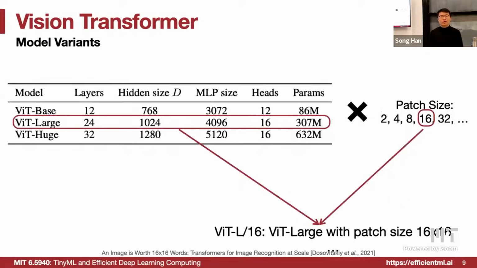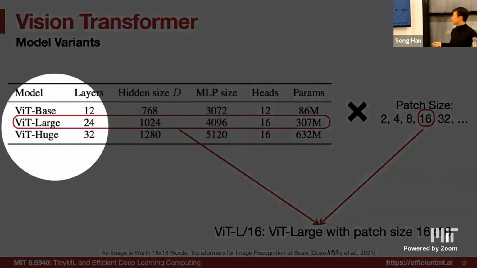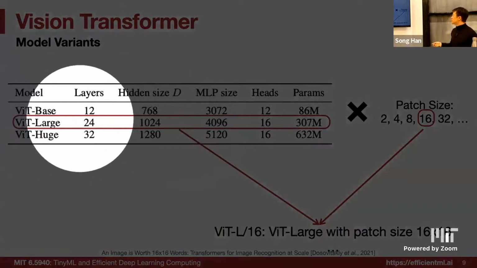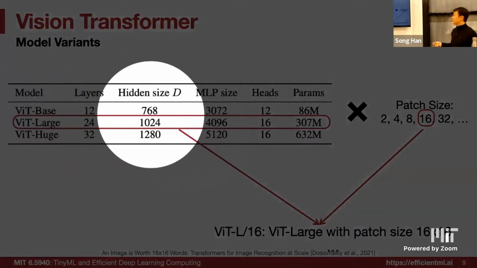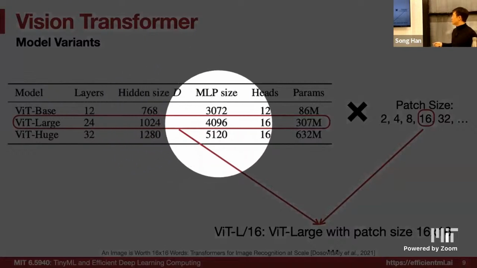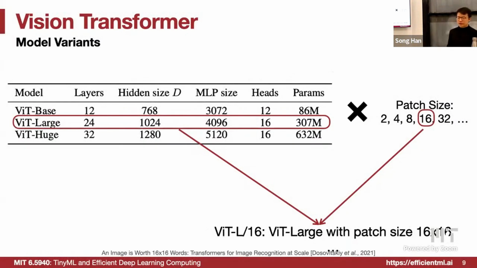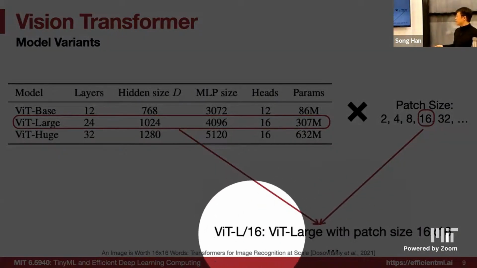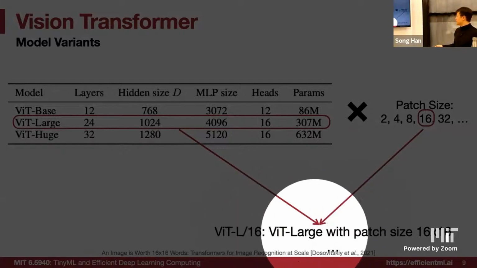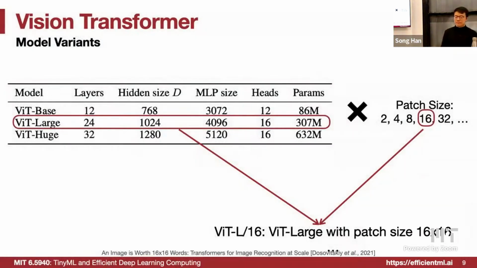There are several variants of the vision transformers. For example, there's ViT base, ViT large, ViT huge. They have different numbers of layers. ViT large has 24 layers, hidden dimension size of 1K, MLP size of 4K, and roughly 300 million parameters. Usually there's another notation, /16, which means the patch size is 16 by 16. So you can have different patch sizes. The larger the patch size, the more coarse the granularity is.